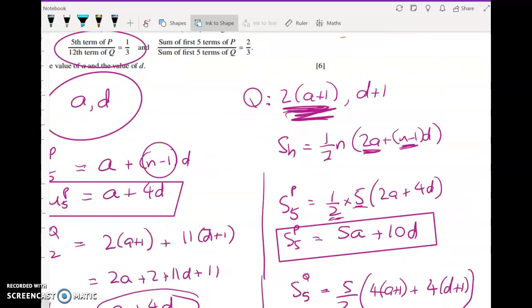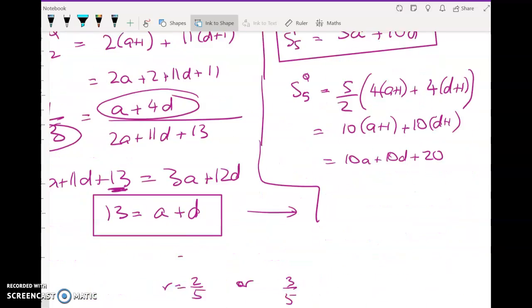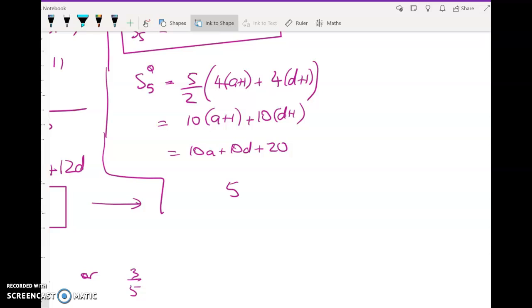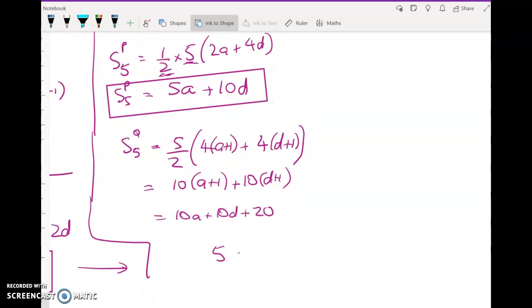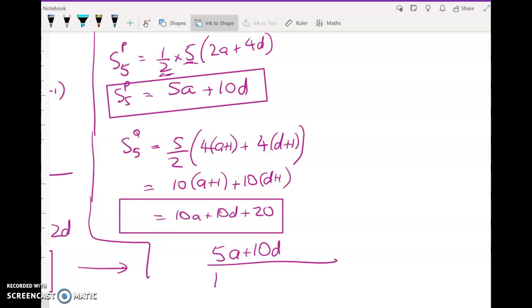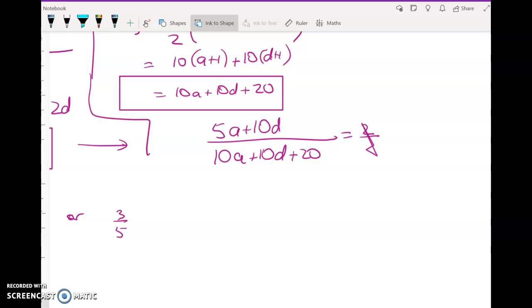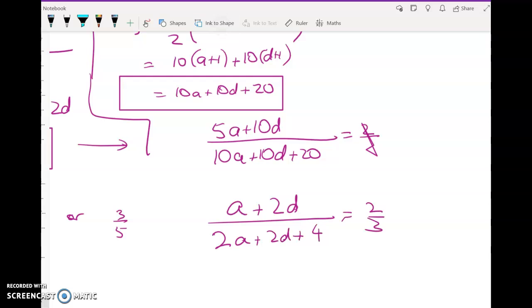And now we know the ratio of those two things is 2/3. That's going to get me my second equation. So 5a plus 10d over this one, 10a plus 10d plus 20 must equal 2/3. There's a common factor in there of 5. So a plus 2d over 2a plus 2d plus 4 is equal to 2/3. 3 times a plus 2d.